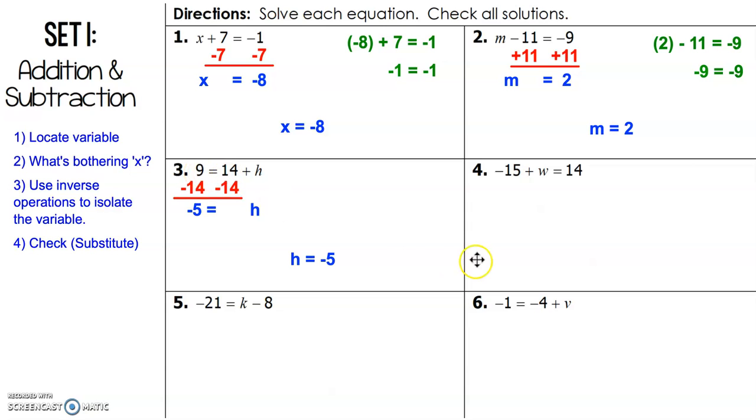And it is. All right, -15 plus w. So here's our w. What's bugging our w? Well, we have a -15 that's being added to it. So how do we get rid of a -15? We need to add it. So we have w equals 29 left. Well, is -15 plus 29 14? And it is.